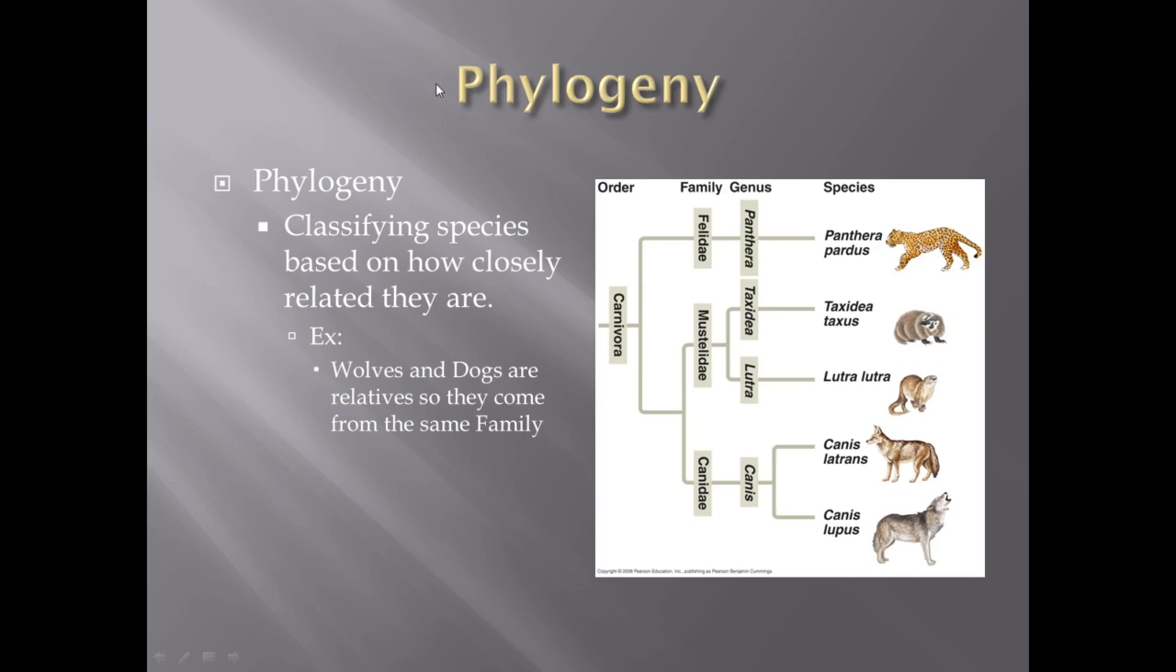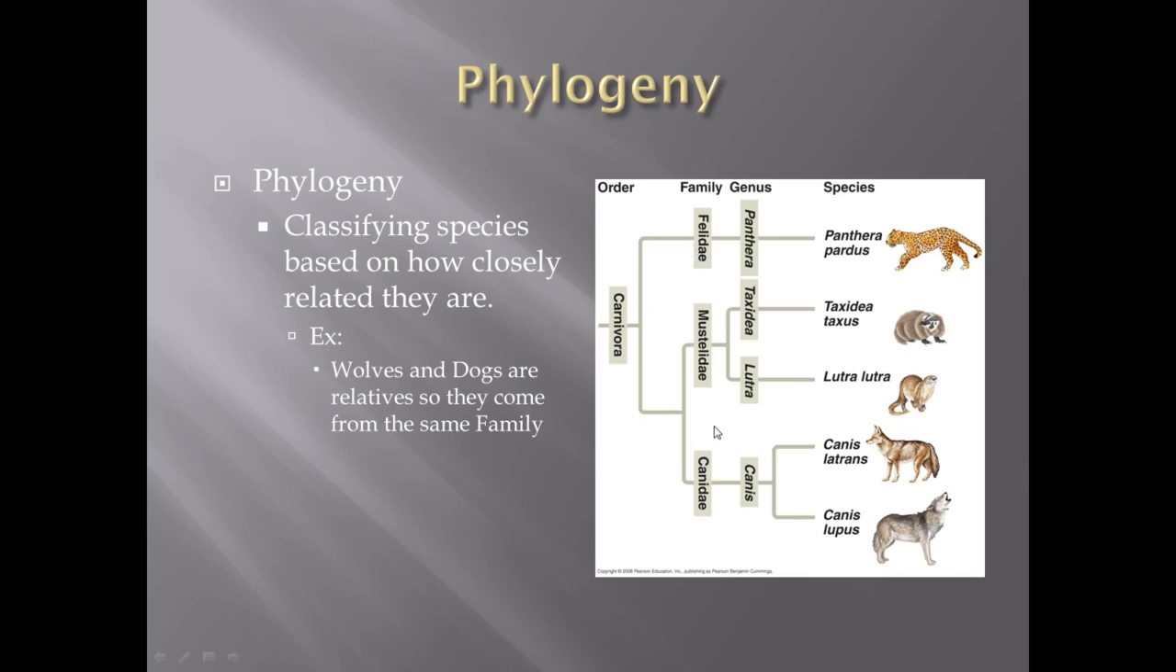Now, with that being said, let's go into phylogeny. Phylogeny is basically classifying species on how closely related they are. I have a great little chart right here that does a great job. If you remember the whole order, family, genus, species thing we talked about beforehand, what we have here is different orders of the Carnivora. Carnivora are basically animals that eat meat.